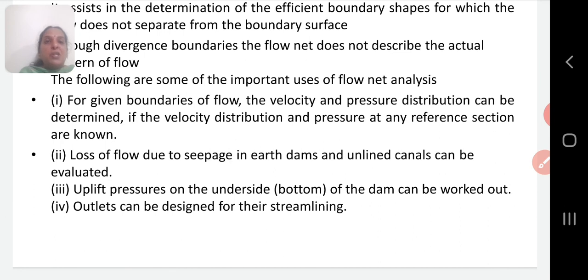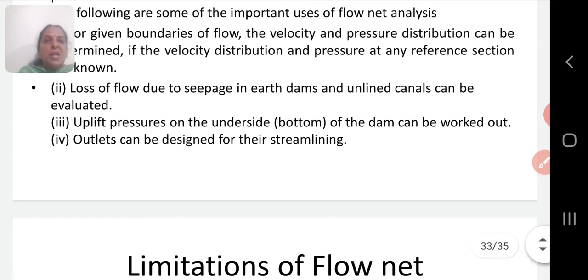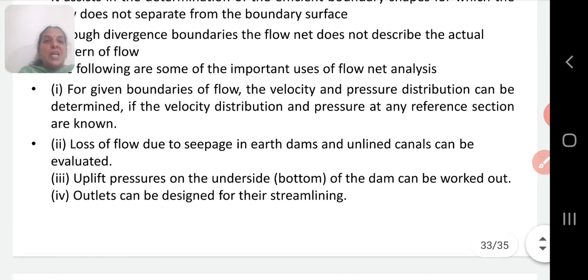And uplift pressures on the underside of the bottom of the dam can be worked out. Okay, what is the uplift pressure because of the water at the bottom of the dam? That can be easily worked out. And outlets can be designed for streamlining. So that could also be possible with the help of your flow net.